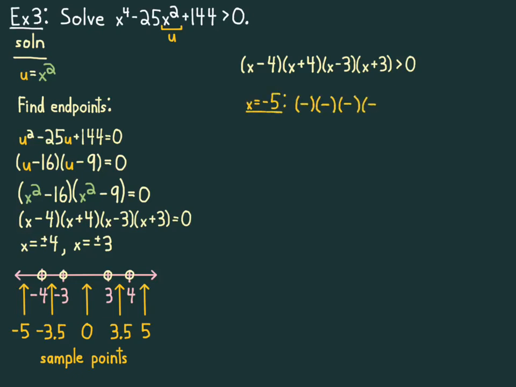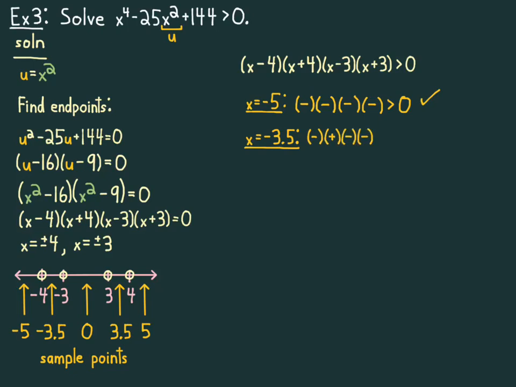Okay, so we're going to try -5. I'm just working left to right on my sample points. -5 gives me a negative times a negative times a negative times a negative. That's a positive. And I wanted a negative. Well, did I want to? Yeah, I wanted a positive for this one, so that's good.